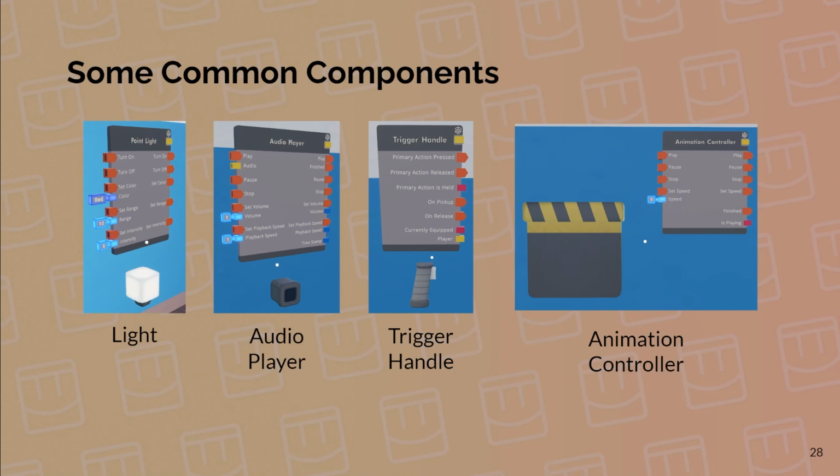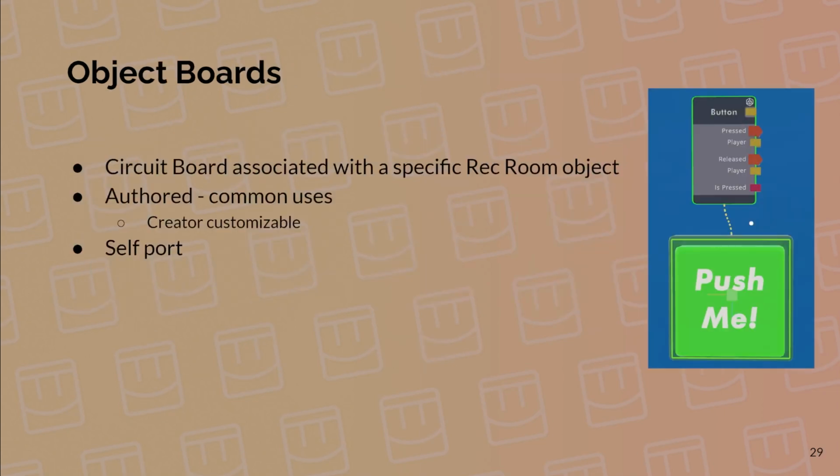Now, one thing you might notice about these object boards is that they've got this extra port hanging out on the header section, kind of above everything else, in that dark gray section. They've got a yellow port there. What's going on there? This is what we call a self port. It's a little bit special.